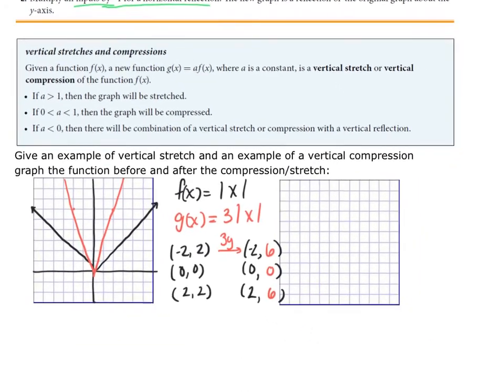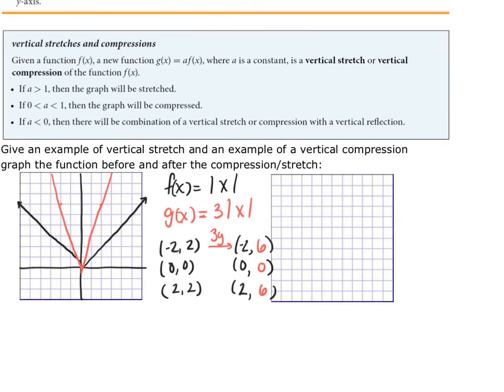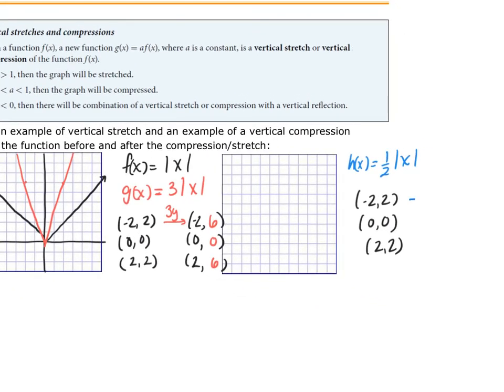If I'm still going to use the absolute value function, if I would have had h of x is equal to 1/2 the absolute value of x. So again, I'm going to use the points -2, 2, 0, 0, 2, 2. Then it takes all of my y values and multiplies them by 1/2. So it's 1/2 of y.